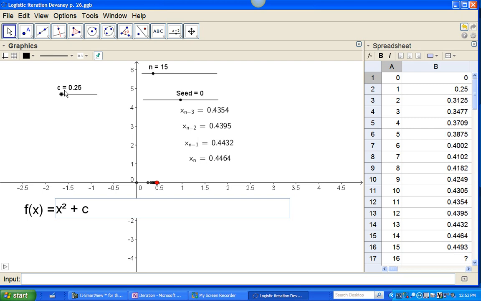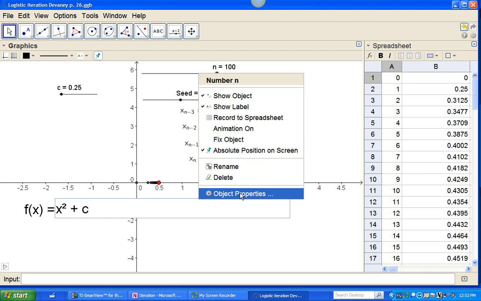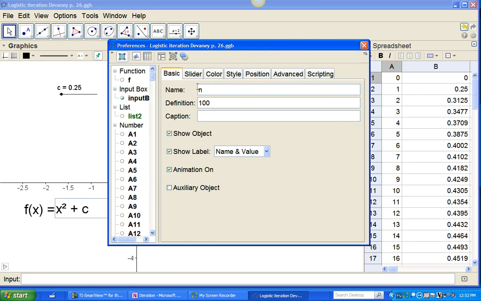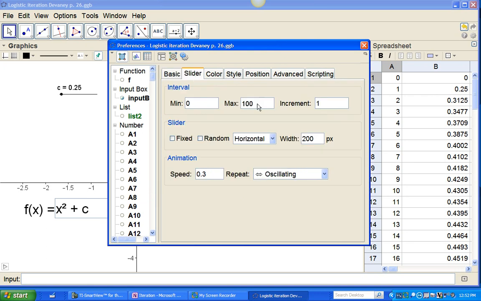And again, we see it's not growing very fast, with only 15 iterations here. That's at up to 0.4464. So let's just go to 100 iterations. And this is looking more interesting. So I'm going to click on this slider bar, and instead of just doing 100 iterations, I'm going to let it go all the way up to 1,000 and see what happens.